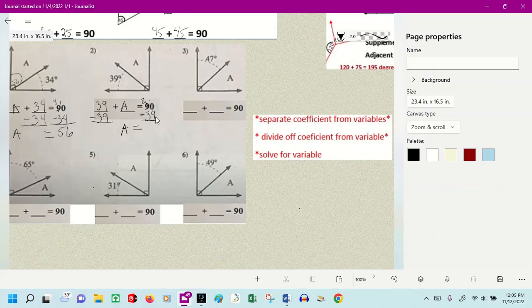Put that 1 over there. 10 minus 9 is 1. 8 minus 3 is 5. 51. And we would do the same here as well. We will plug in our givens. We have 47. We have A over here.